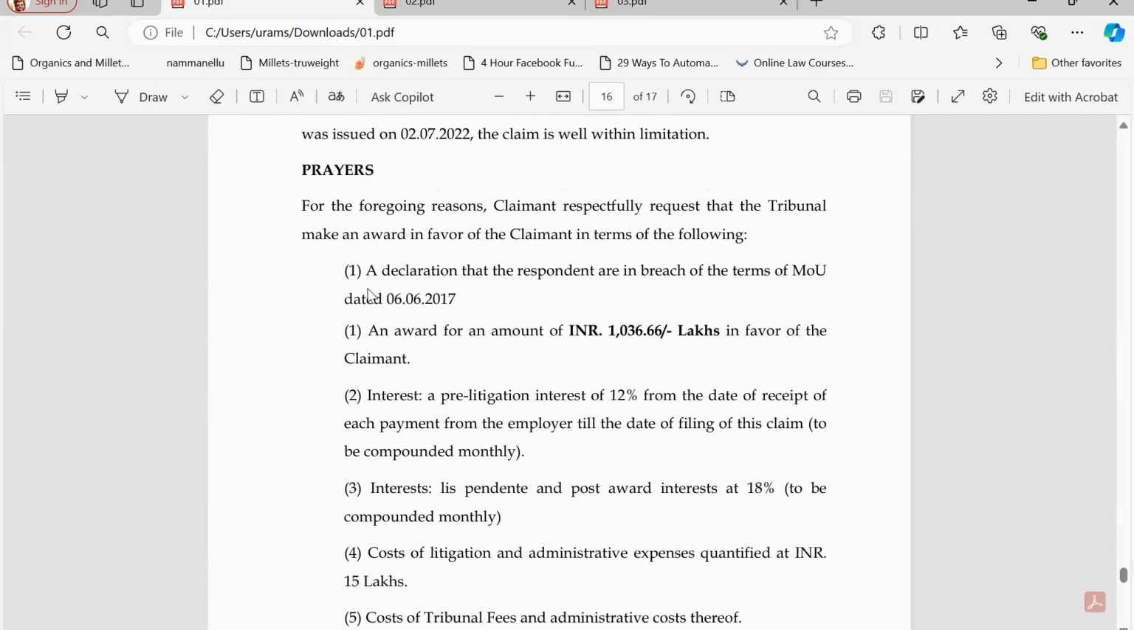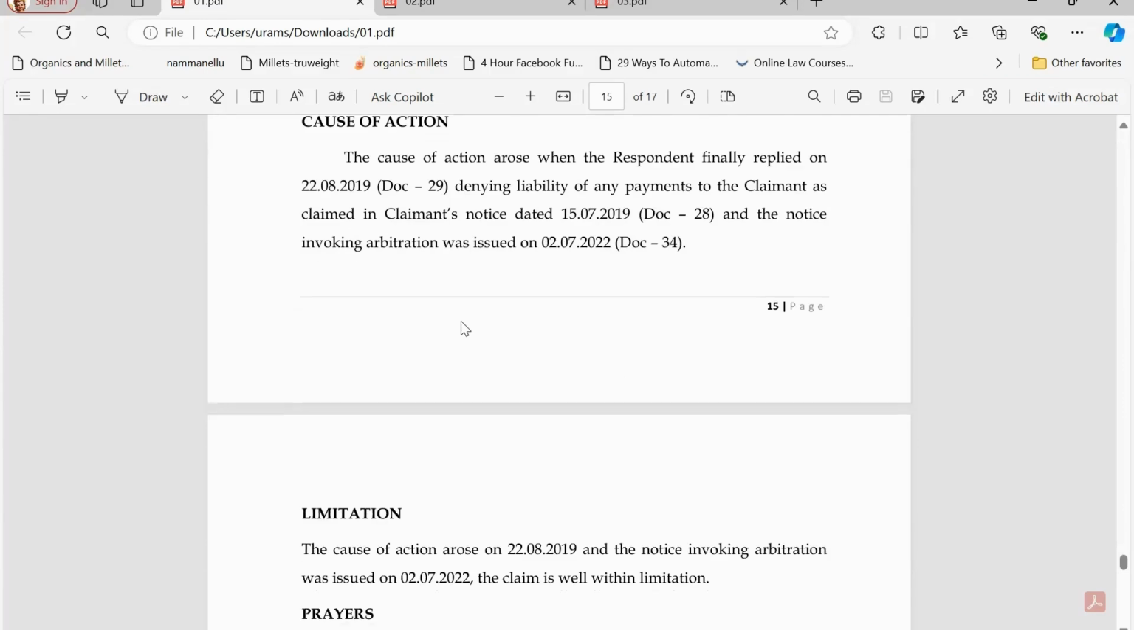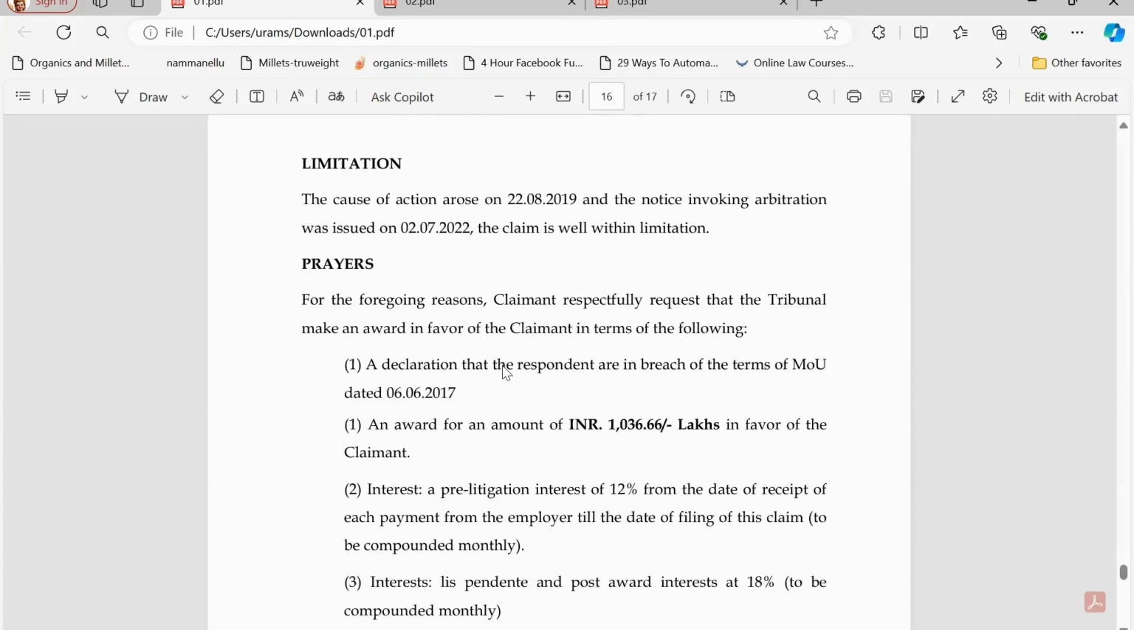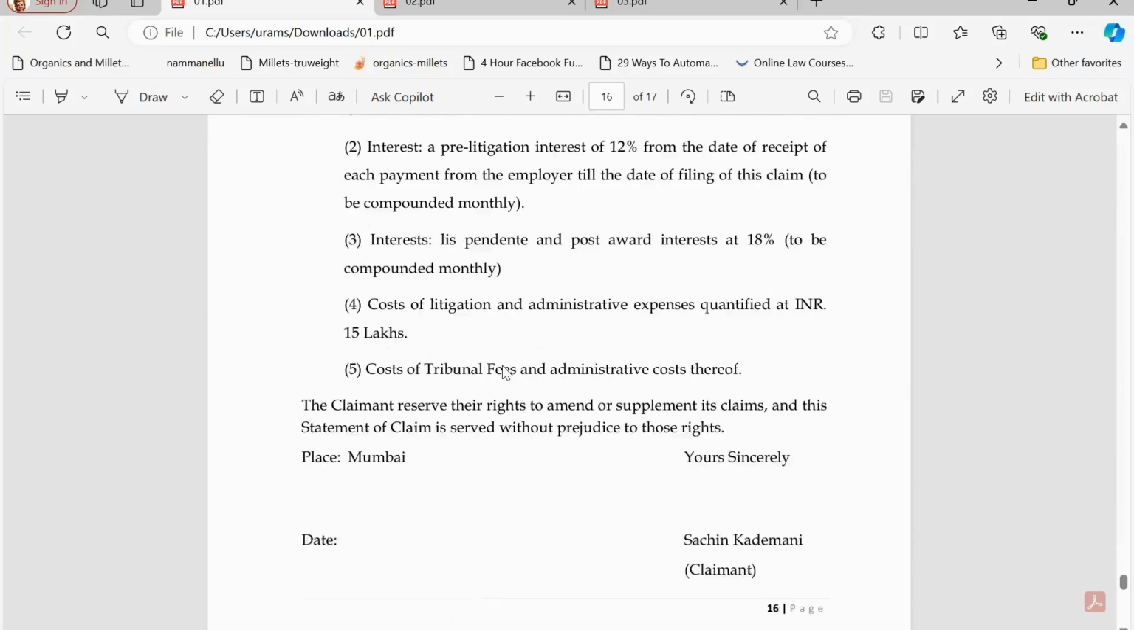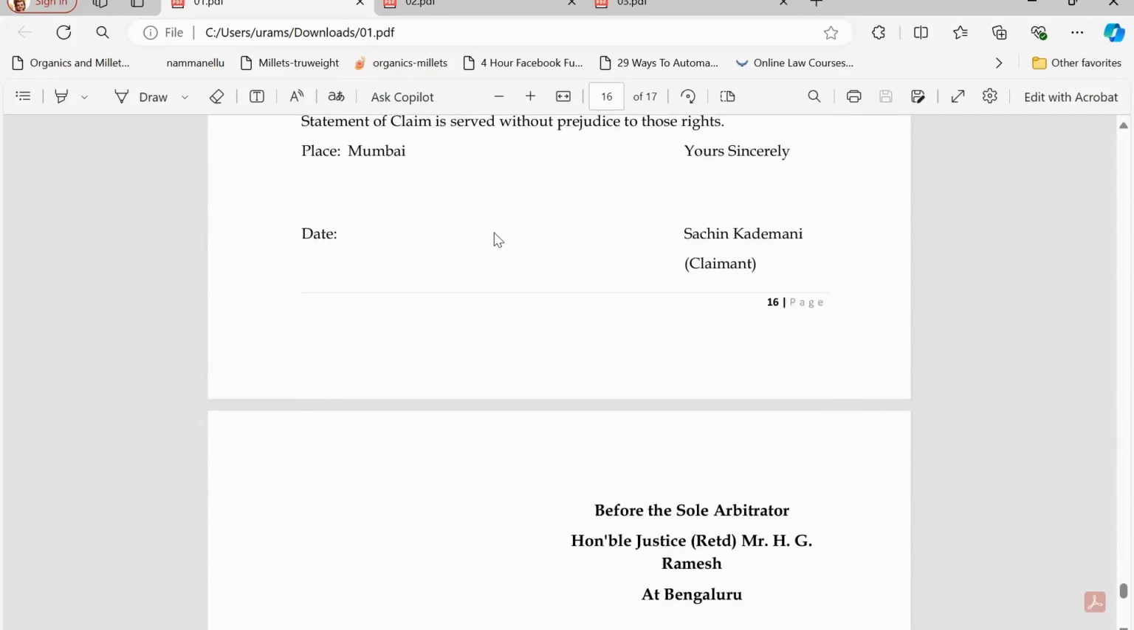And this is the prayer. Okay. So in the statement of claim, the limitation period varies from country to country. In India, we have a limitation period of 3 years to initiate the arbitration since the commencement of the dispute. So that has to be detailed, stating that the statement of claim submitted is well within the limitation period. That is mentioned here. And the prayer is, and the statement of claim ends here. So now let us move on to the statement of defense.